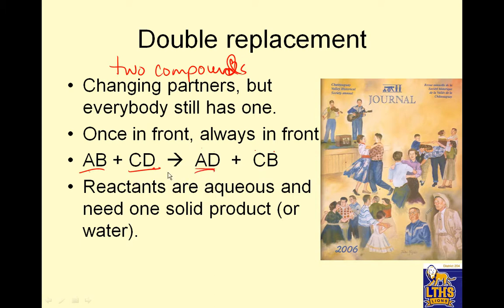So this is like soap opera chemistry, double replacement, square dancing. A's in front, but now it's with D. In this compound, C was in front, but now it's with B. It's the old switcheroo, double replacement, two compounds switch partners. Remember that the reactants are going to be aqueous, and there's going to be one solid product, or water, or gas. And we'll look at that when we predict the products.